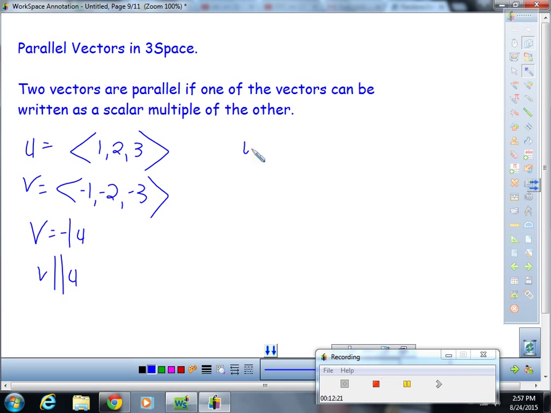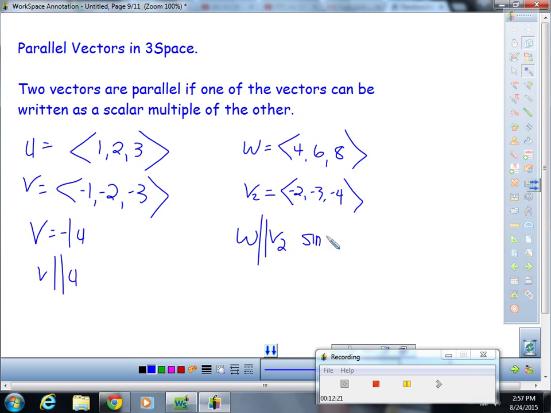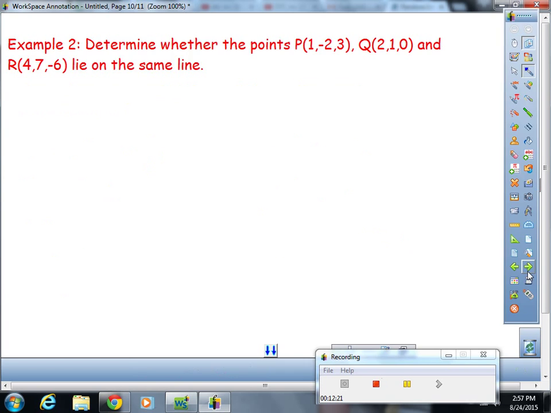So for example, if w is equal to, and let's say v2, because I'm running out of letters because I'm not very creative, is equal to -2 comma -3 comma -4, then w is parallel to v2 since w is -2 times v2. So that's how we can tell if vectors are parallel.